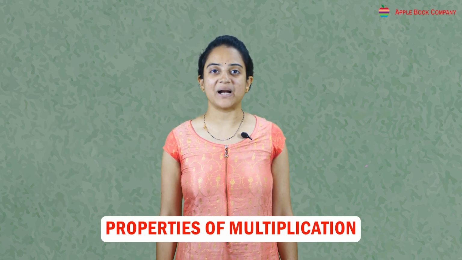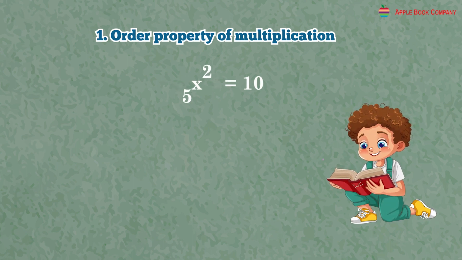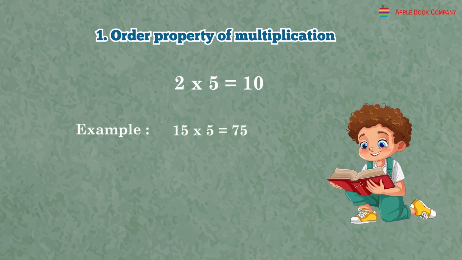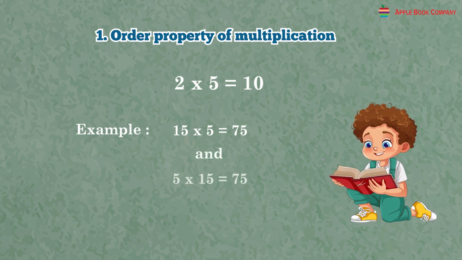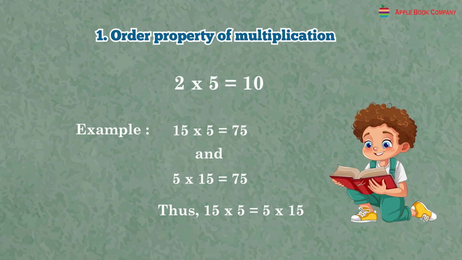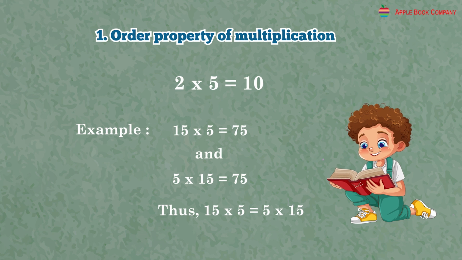Properties of multiplication. Order property of multiplication. The product of two numbers does not change when we change the order of the numbers. Example, 15 multiplied by 5 is equal to 75, and 5 multiplied by 15 is equal to 75. Thus, 15 multiplied by 5 is equal to 5 multiplied by 15.